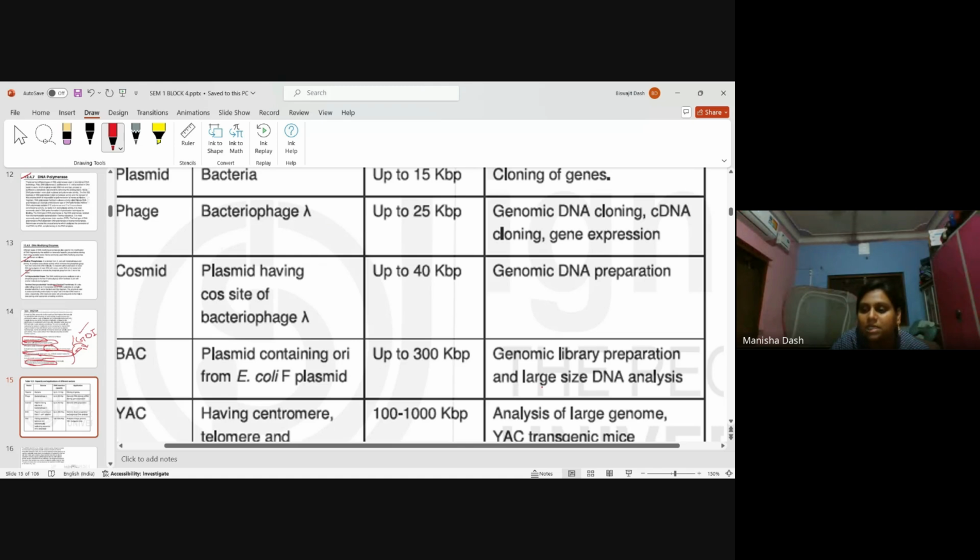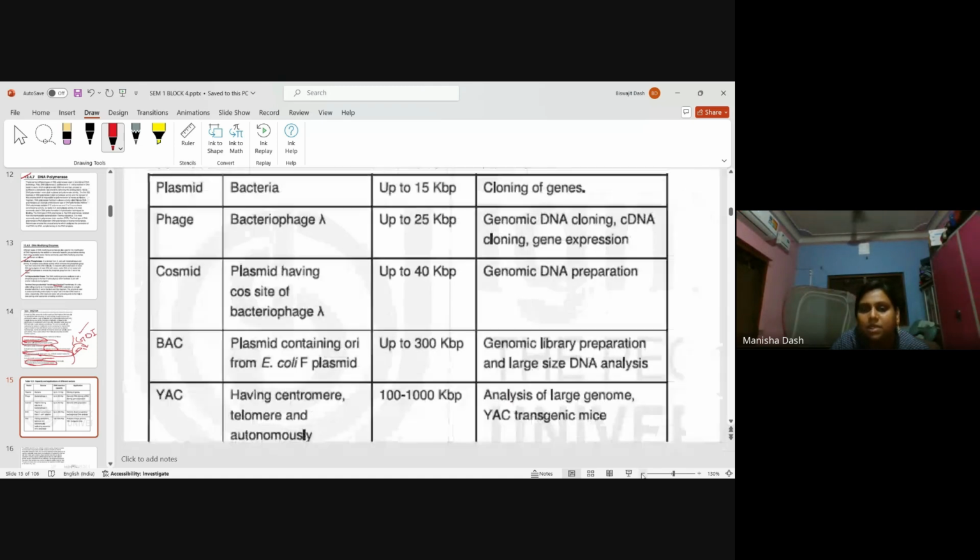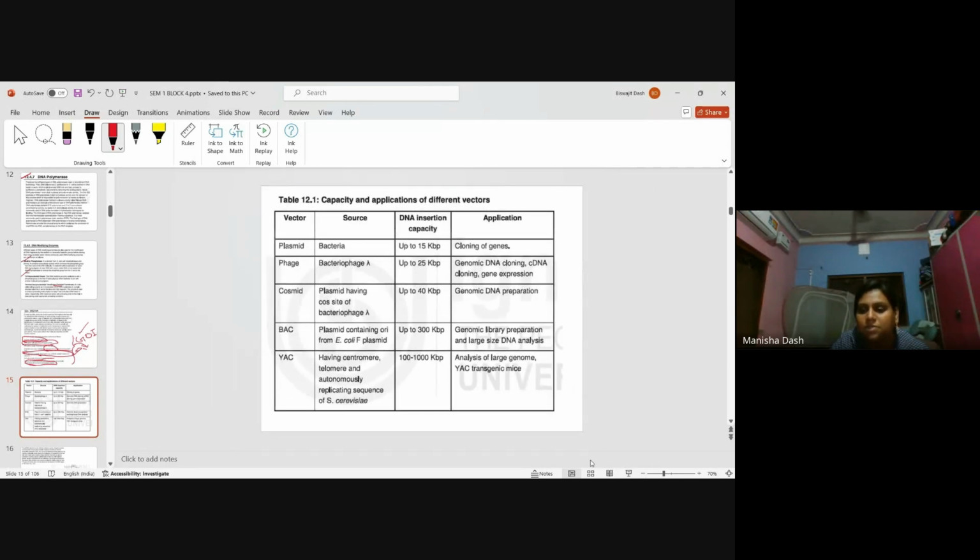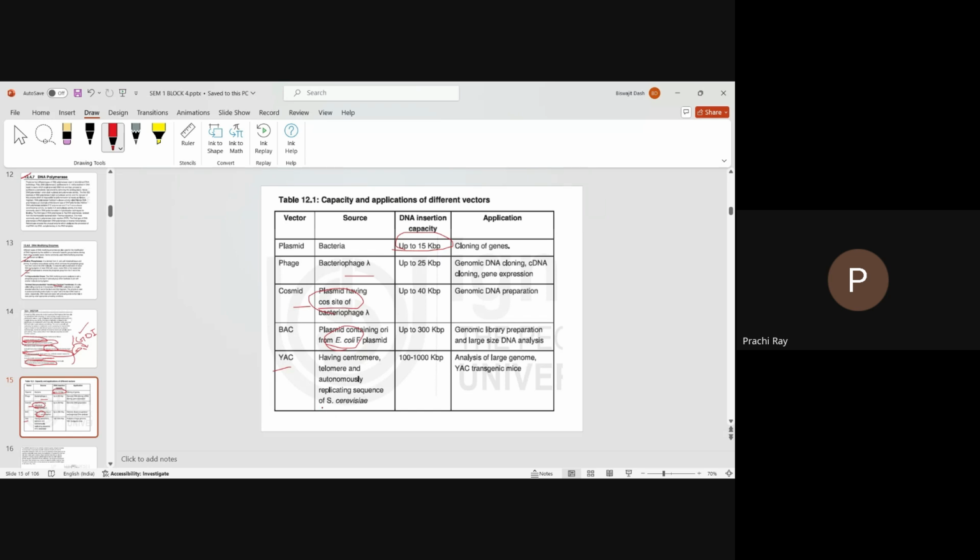So these are the examples and the capacity of different types of vectors. The most common vector, as I had discussed, is your plasmid vectors. Okay, but the demerit is what? The plasmid vectors can take up only very small fragments of DNA, like only up to 15 kilobase pairs. Now there are phage vectors that are derived from the bacteriophages. Then cosmid vector, the plasmid having the cos site of the bacteriophage lambda. Then there is BAC, that is bacterial artificial chromosome, which is nothing but the fertility plasmid of E. coli. Then there is yeast artificial chromosome or YAC, which is derived from Saccharomyces cerevisiae.